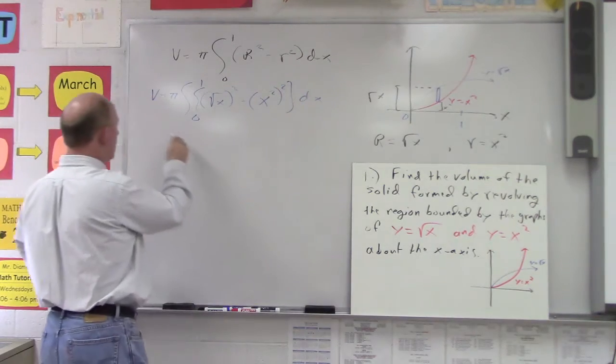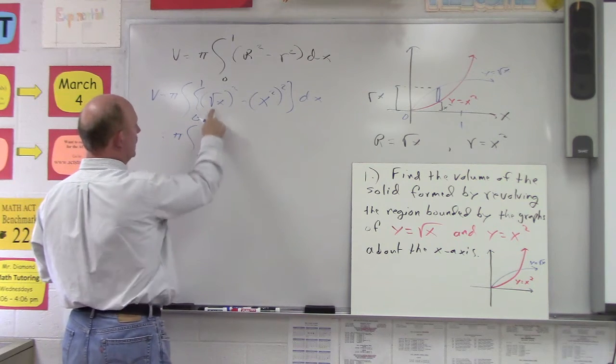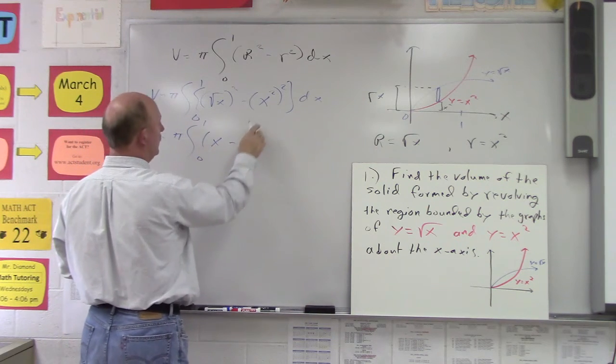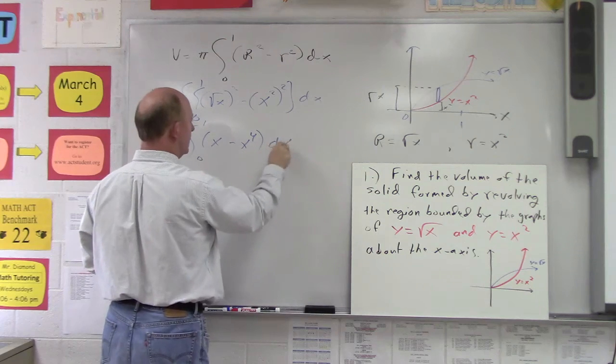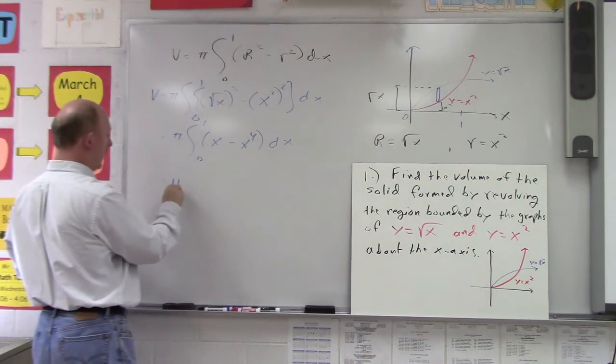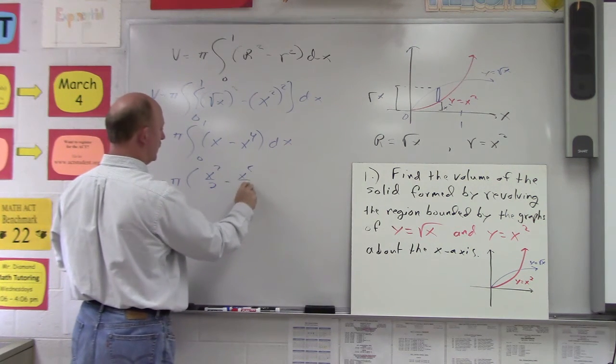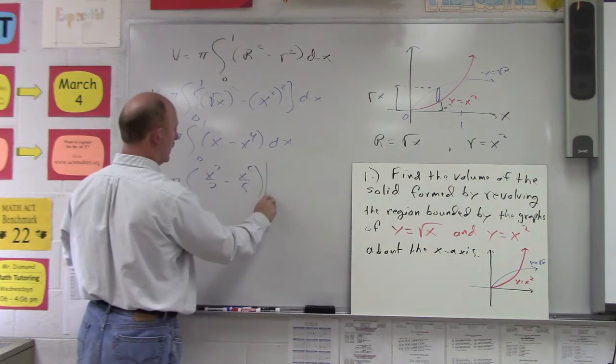So as we evaluate this, I want to simplify this a little bit. This will be pi integral 0 to 1. The square root of x squared is just x minus, this will be x to the 4th dx. Now it's a matter of getting our antiderivatives here. This will be pi times x squared over 2 minus x to the 5th over 5 from 0 to 1.